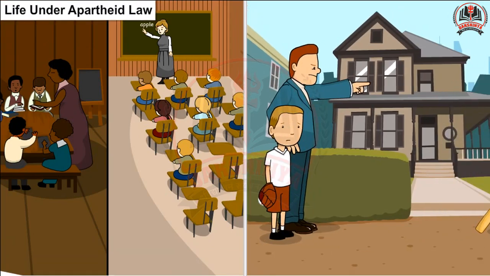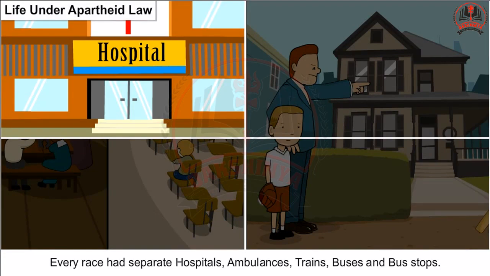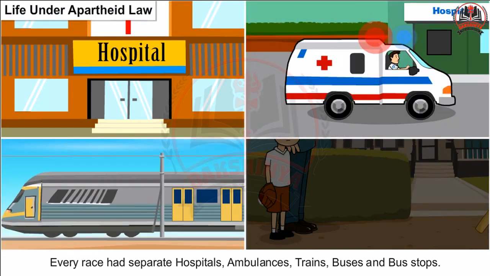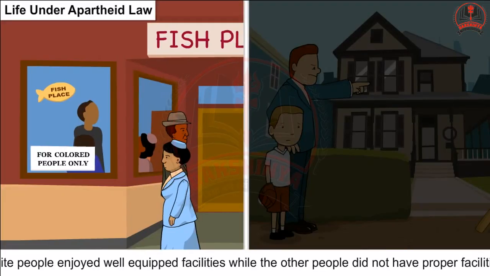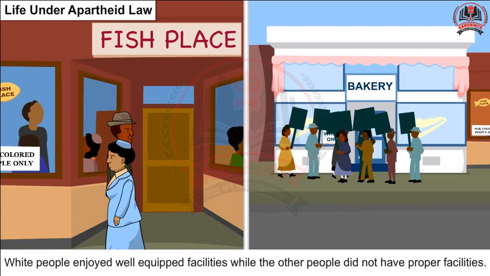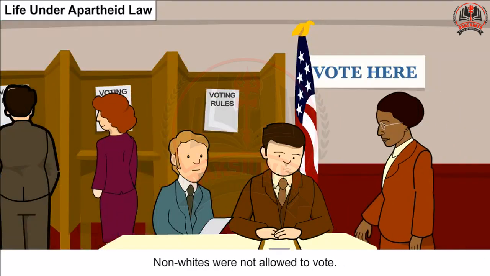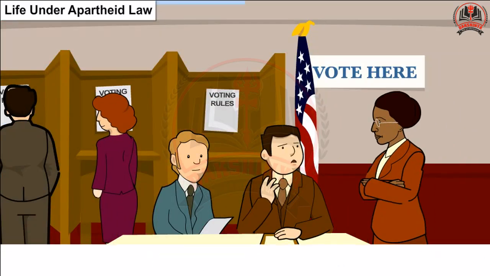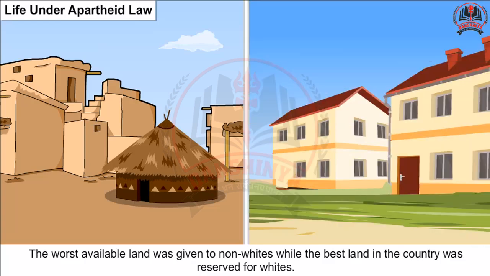Life under apartheid law. Every race had separate hospitals, ambulances, trains, buses, and bus stops. White people enjoyed well-equipped facilities, while other people did not have proper facilities. Non-whites were not allowed to vote. The worst available land was given to non-whites, while the best land in the country was reserved for whites.